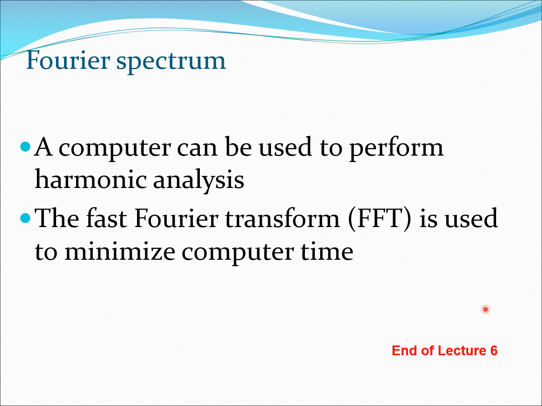Now one of the issues in doing any kind of harmonic analysis calculation is that you will finally need to resort to a computer for most realistic problems. And one of the ways to increase the efficiency of this process is to use the fast Fourier transform, and that is often used to minimize computer time when you are calculating the Fourier transform.